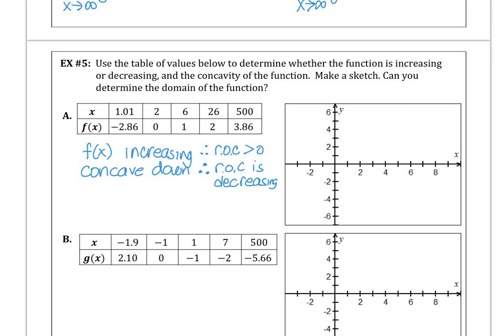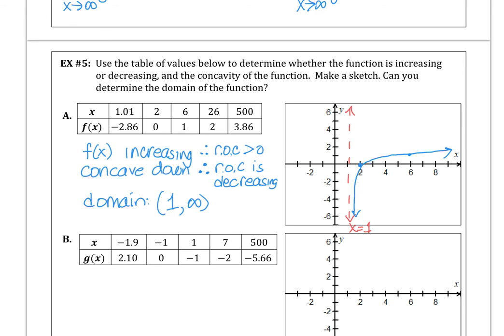And our graph would have a vertical asymptote at maybe 1. We've got a table, so 2, 0, 6, 1, 26, 2. So way out there, we've got this kind of a graph. This is x equals 1. That gives us a domain of 1 to infinity. So that's not so bad.